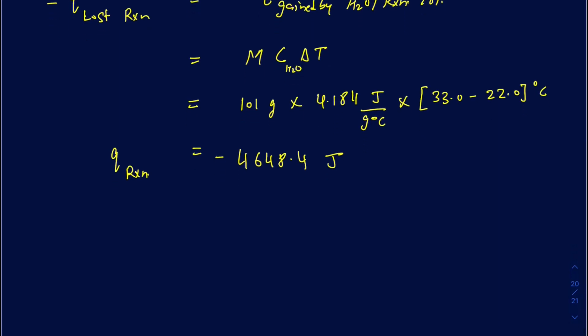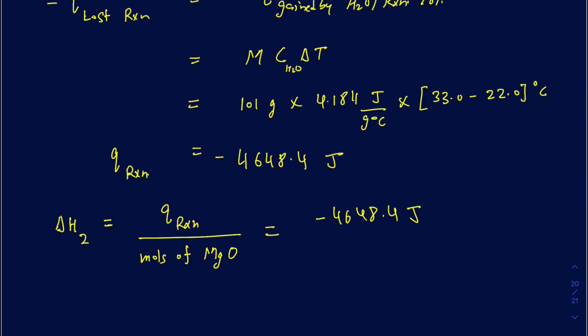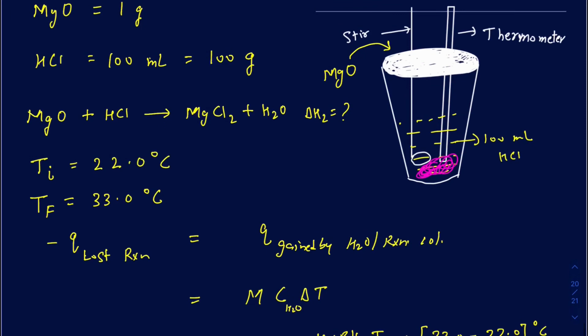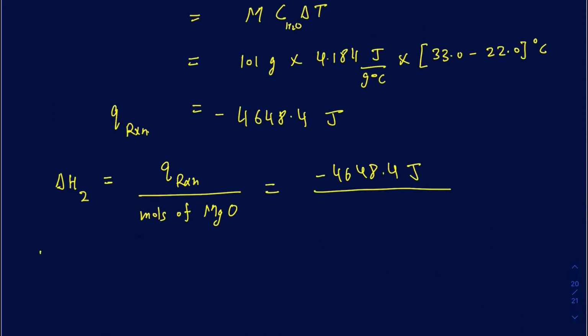You're releasing the heat. Okay, so let's go ahead and figure out what the delta H is going to be now. That's going to be called delta H2 because that's your second reaction. So it's going to be the Q of the reaction divided by, in this case, our limiting reactant. Well, it should be MgO because HCl is in excess here. So your Q of the reaction is going to be minus 46.48 joules. And then, well, I don't know the moles of MgO. So let's go back and figure out the moles of MgO. We used about a gram of MgO. So 1 gram of MgO.